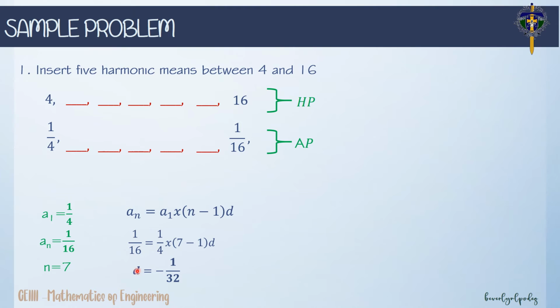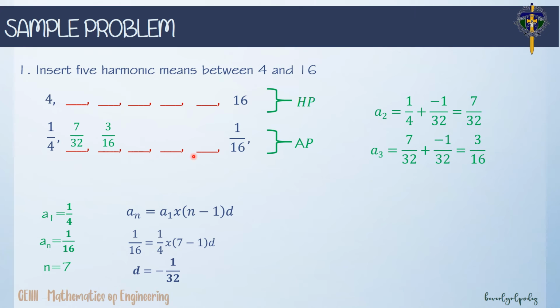Alright, so since we already know the common difference, we can solve for the value of the second term, a sub 2. And that is to simply add the first term, or the previous term, plus the common difference. So a sub 2 now becomes 1/4 plus the common difference, negative 1 all over 32. The second term is 7 over 32. Next, let us solve the value of a sub 3. a sub 3 is equal to 7 over 32 plus the common difference, which is negative 1 over 32. So this is 3 over 16.